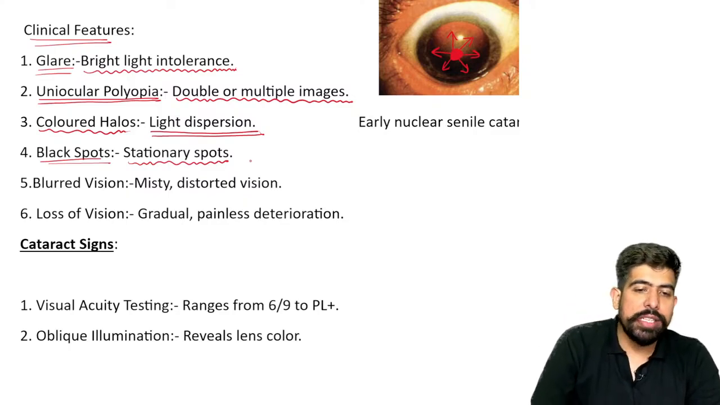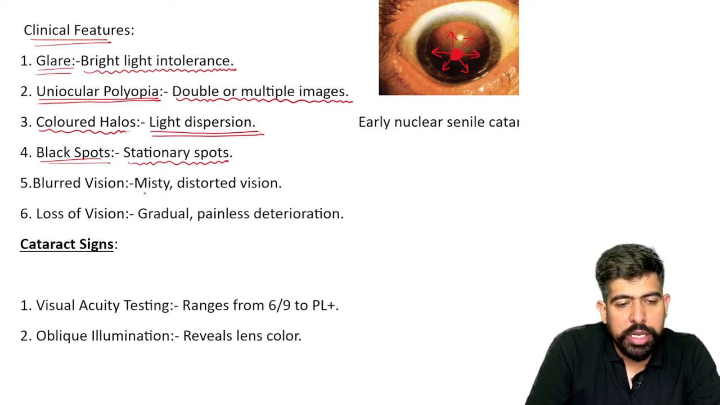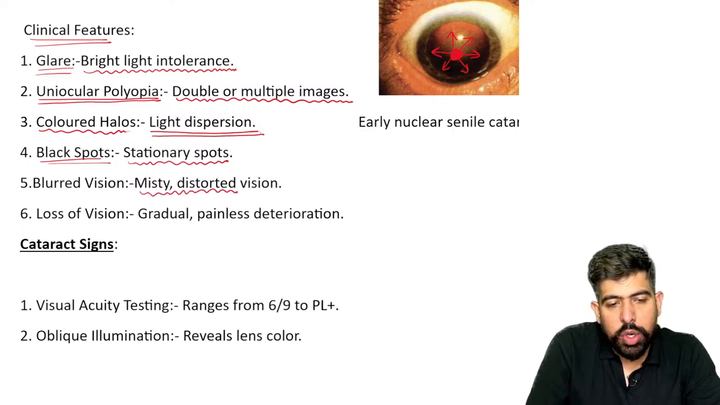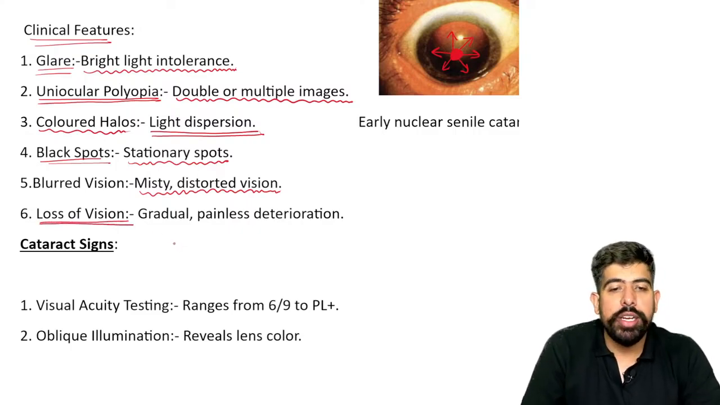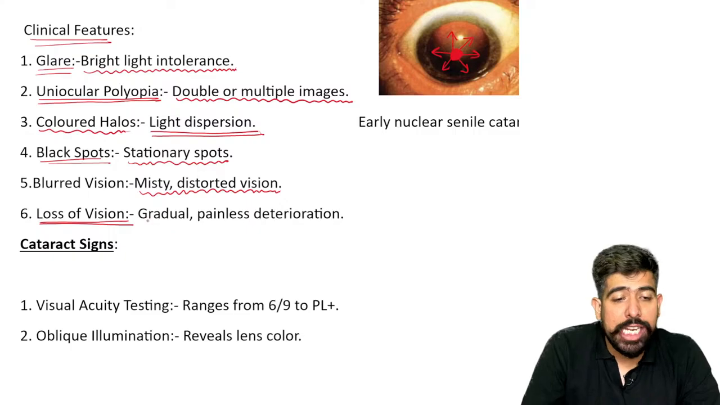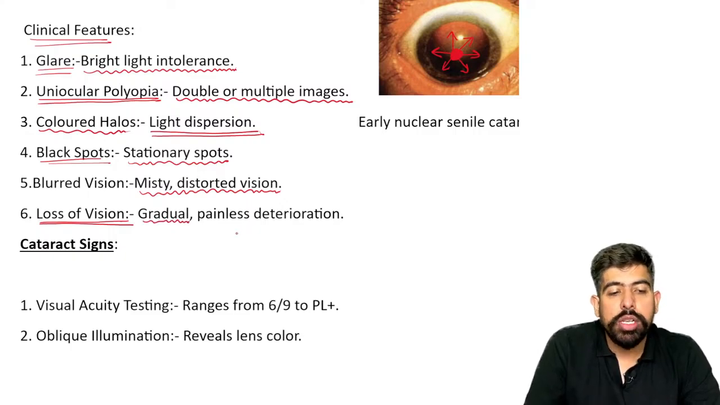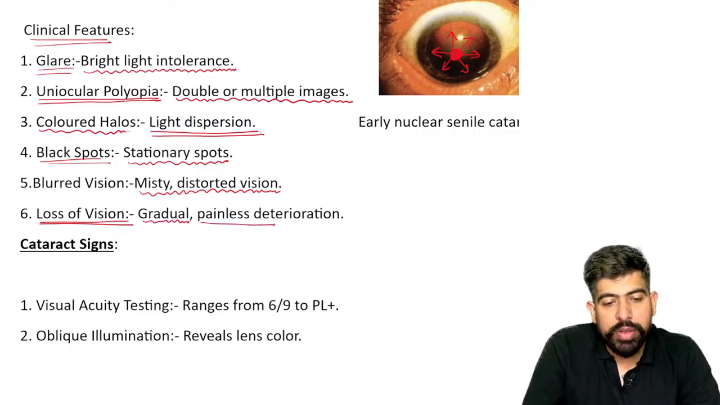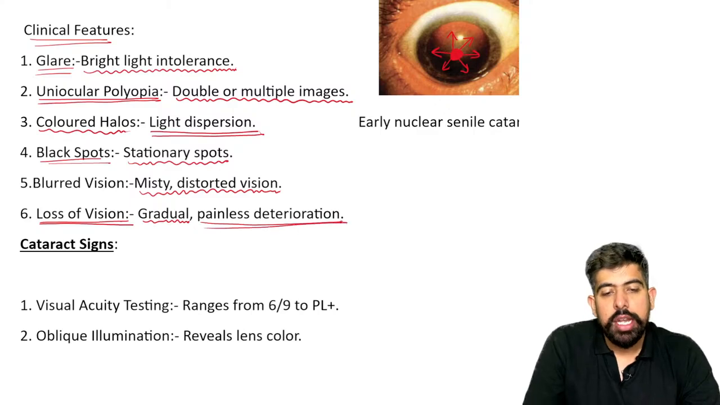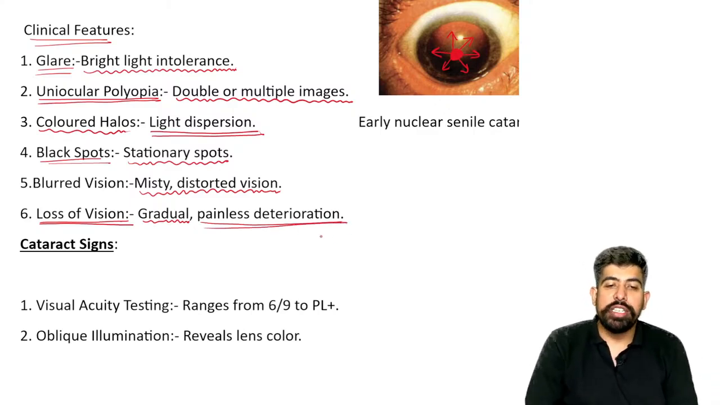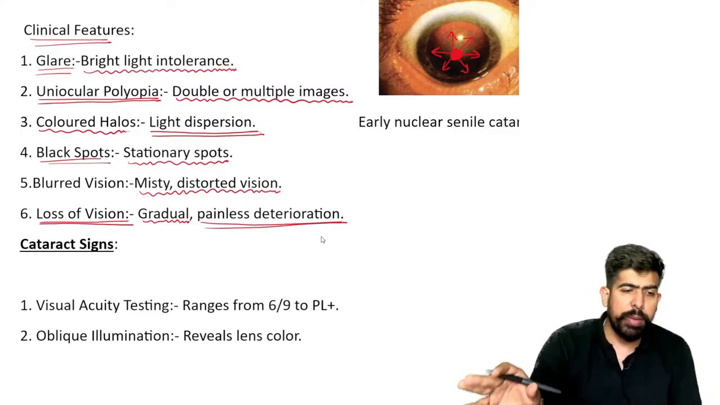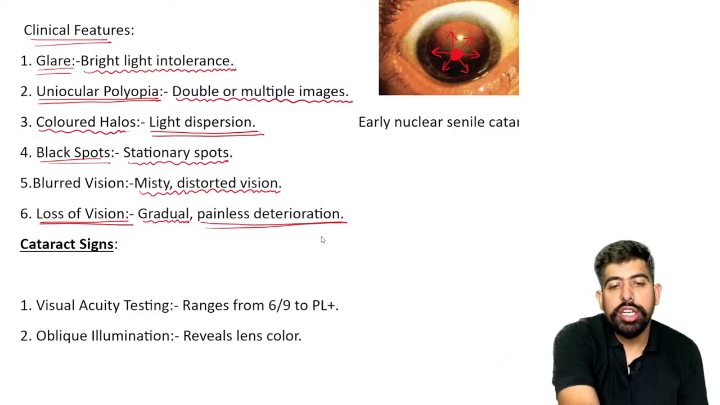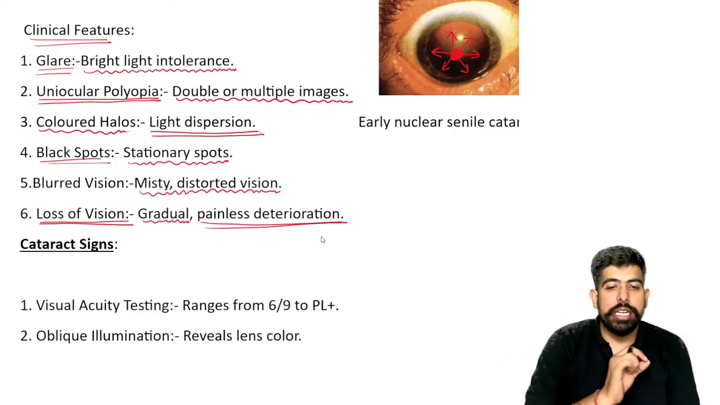Also, the blurry vision, as we already talked about, will be there, and maybe misty and distorted vision will be seen in the patient. Please remember, it is not only blurry vision in the starting, but later on it gradually goes to loss of vision. And please remember, it is painless. The loss of vision is totally painless. There is no pain. The painless vision loss will be seen in this condition.